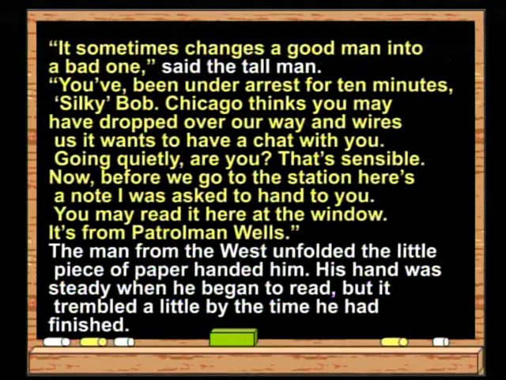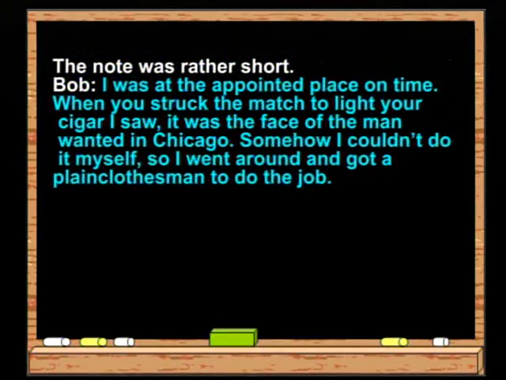Now, before we go to the station, here's a note I was asked to hand to you. You may read it here at the window. It's from Patrolman Wells." The man from the West unfolded a little piece of paper handed to him. His hand was steady when he began to read, but it trembled a little by the time he had finished. The note was rather short.